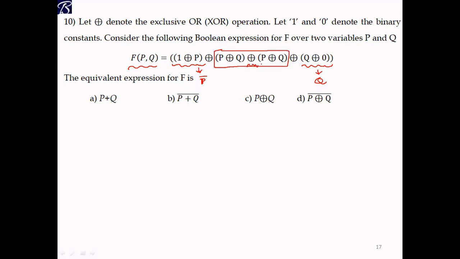This is an XOR operation. One of the inputs is P XOR Q, and the other input is also P XOR Q. Both are the same for this XOR gate. So what is the output? If both inputs are the same, the output is 0.